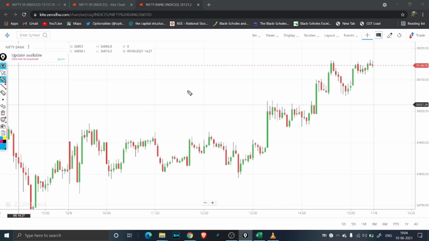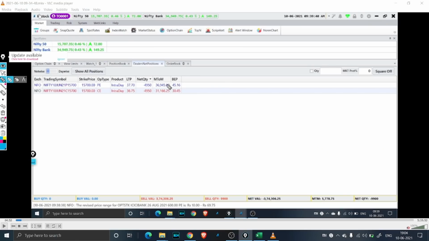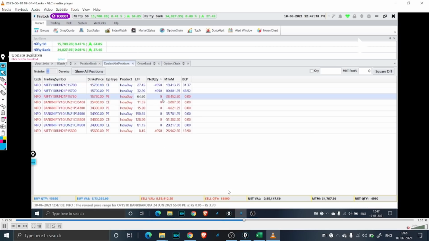So we'll quickly look at the video and try to understand what happened. You can see this is the Nifty trade. As I told you, I have shorted it at 45 and 30. So I have done a short straddle at 15,700 puts and calls, and I have shorted it at 45 and 30. And as we move ahead in the trade, around 1 o'clock is the next crucial moment. You can see around 1 o'clock, we still have the same short straddle.